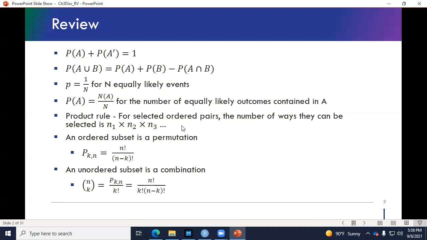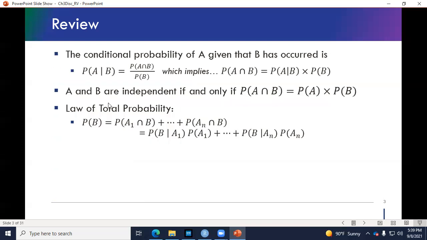Product rule. This you will also need to use. It's just one technique for you to calculate the probability. And for permutation, we have this formula, and for a combination, this is how we do the calculation, where this is n choose k, and this is permutation of k elements out of n total elements. And conditional probability, this one, you will see this as well.